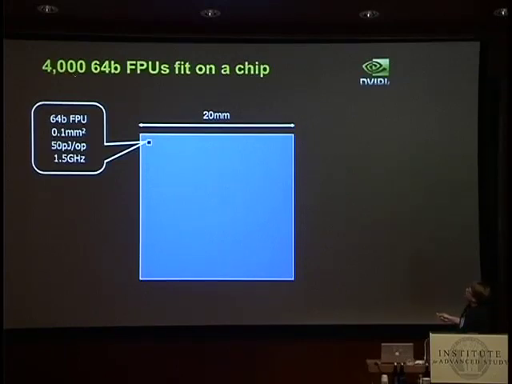You can put 4,000 64-bit floating point units on the chip. And so they have a tenth of a square millimeter. That's the whole thing you need to do a floating point operation. And it takes 50 picojoules per operation, and you can drive it at 1.5 gigahertz. You can fit 4,000 of those on a single chip. Now, that would mean you have no memory, no communication, et cetera. So you can't actually make a computer right now with 4,000 processors per chip, although you could print the chips, if you see what I mean, right?